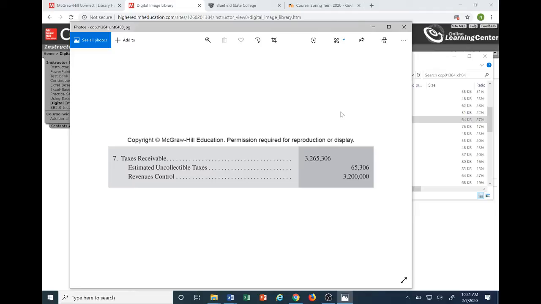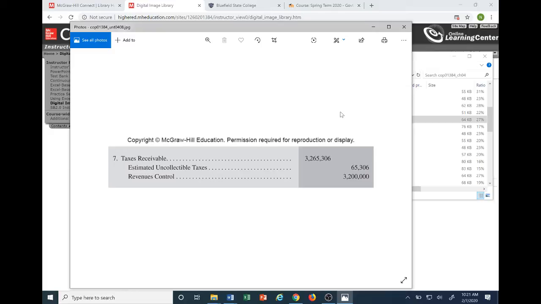So in this case, it says assume the gross amount of the current property tax levy is going to be $3,265,306. After considering local economic conditions and the village's tax collection policies, it is estimated that 2% of these taxes will be uncollectible. So with this entry, obviously the whole tax levy is being debited, right? Because that's the whole entire taxes receivable. We're going to debit all of the 3.265 million.